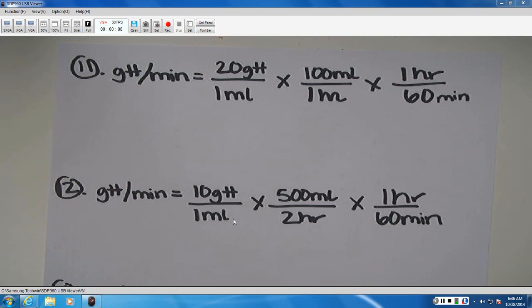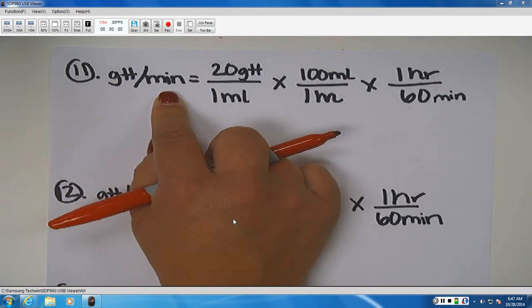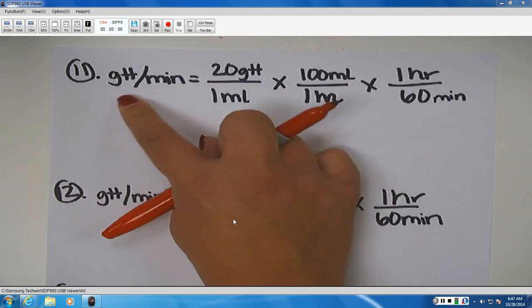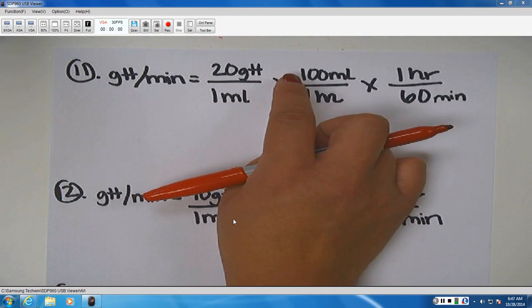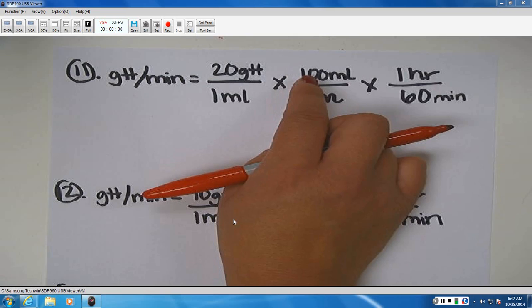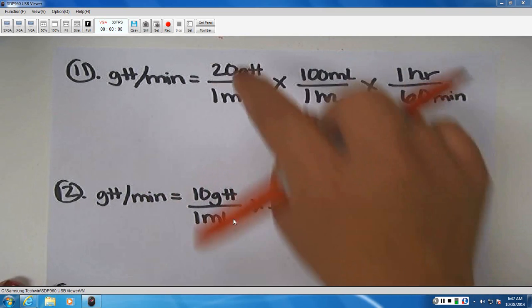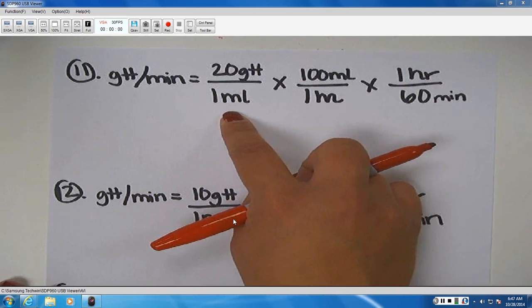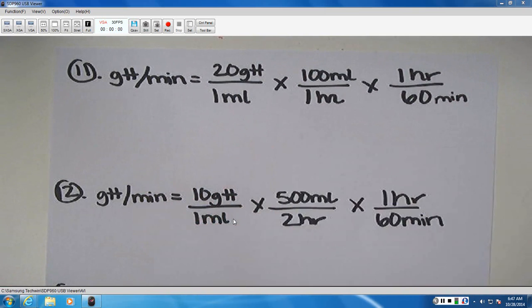So with this one, we are solving for drops per minute. So I have that set up here, drops per minute. And therefore, since I'm solving for drops, the numerator of my first fraction has to be drops. And according to this scenario, I know that I have 20 drops per 1 ml. So that's how I've set up my first little fraction, 20 drops in 1 ml.